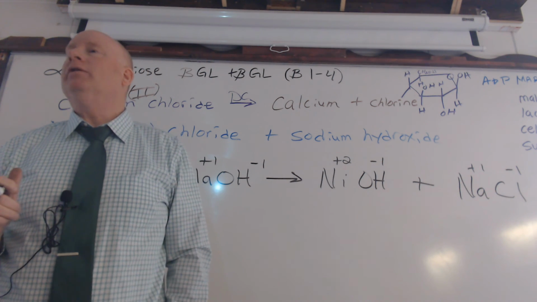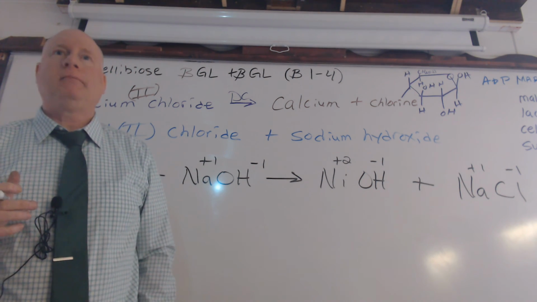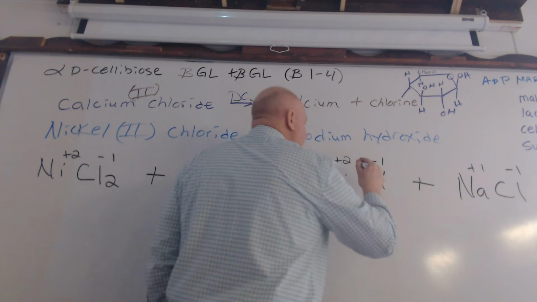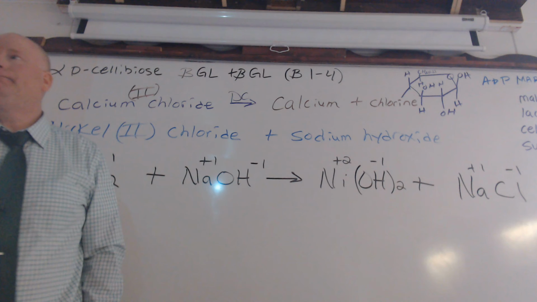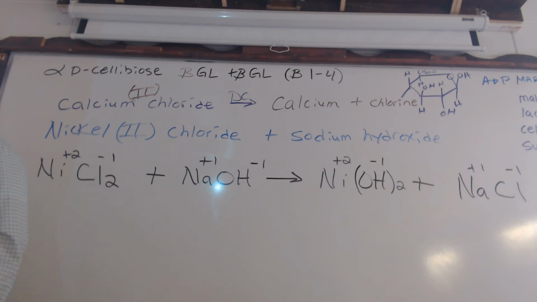-1 and +2. What's the least common multiple? 2. Actually, -2. It's not a value, it's just a charge. Then you would write that up there. Now, is that compound written correctly now? Yes. So now we can go ahead and balance this.